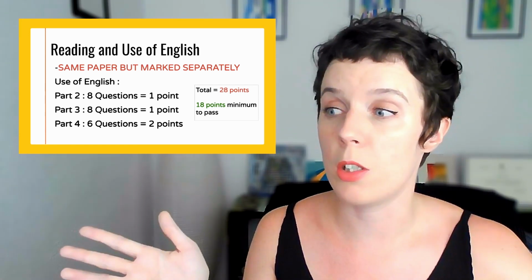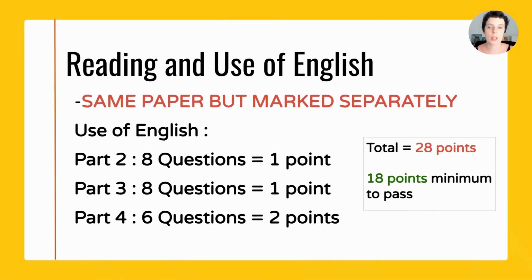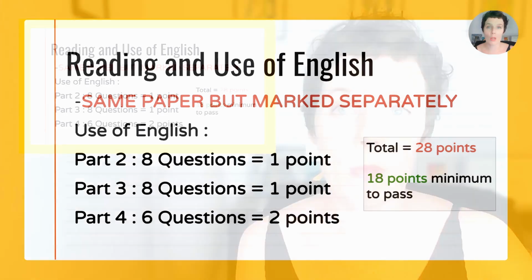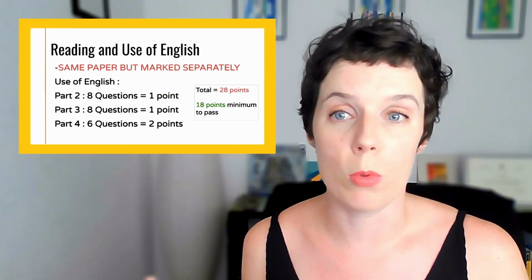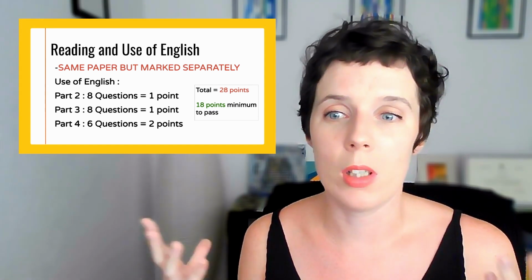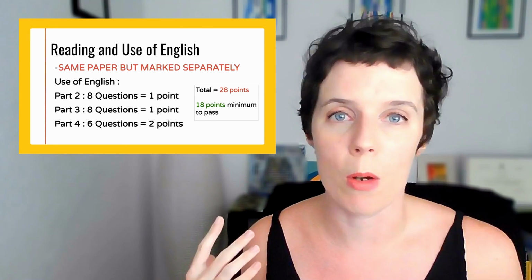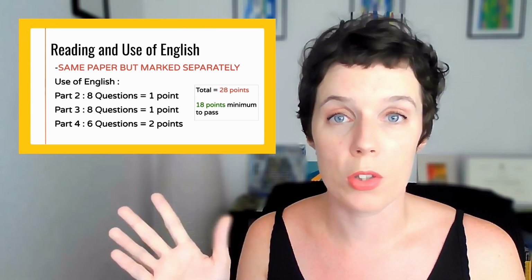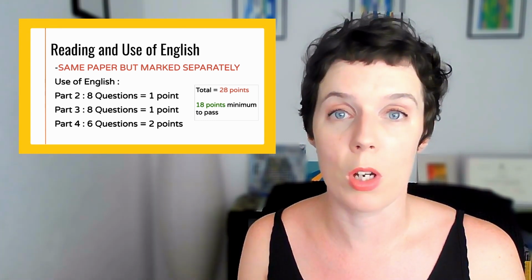So if we look at use of English, you can see that part 2 has 8 questions, 1 point per question. Part 3 also has 8 questions, 1 point per question. But part 4, your keyword transformation, has only 6 questions, but there are 2 points for every question. Okay, so that means you actually get 12 points in total just for part 4. So if you're in the exam thinking, oh, there's only like 6 questions, it's okay if I get one wrong. In part 4, it's not, because you lose 2 points for every question you get wrong.